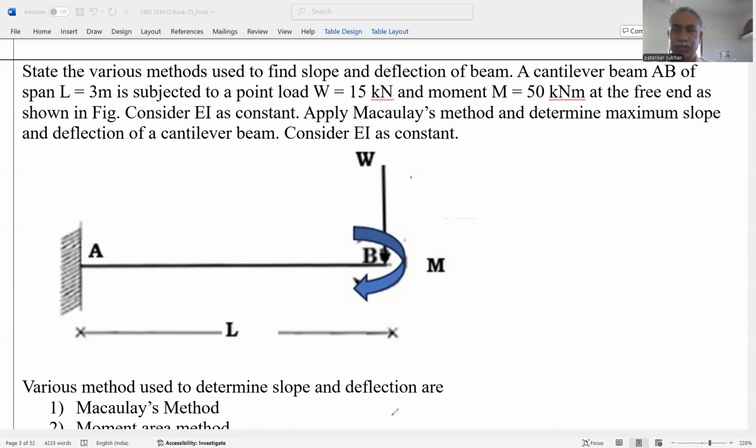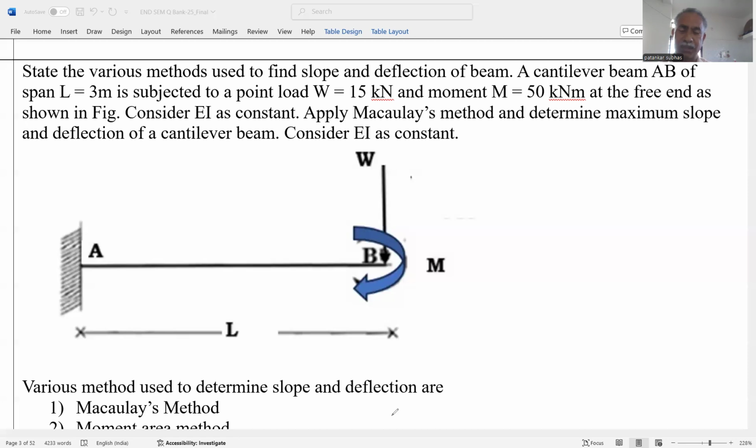Third method is the conjugate beam method. Whatever bending moment diagram we draw is considered as a load for the fictitious beam, meaning the dummy beam, in which if the support is fixed, we convert it in the conjugate beam as free, and if the end is free, it becomes fixed.